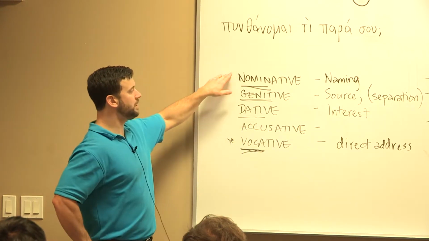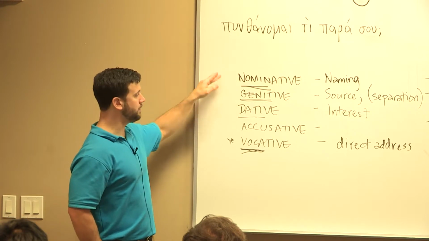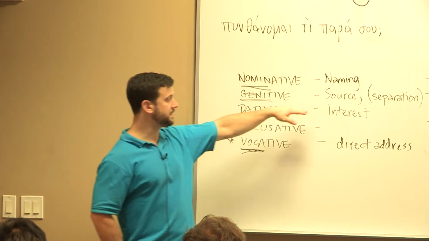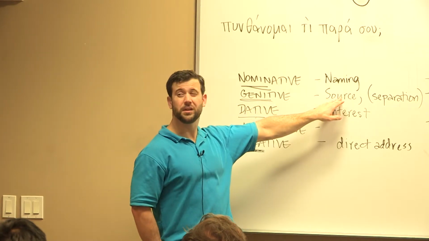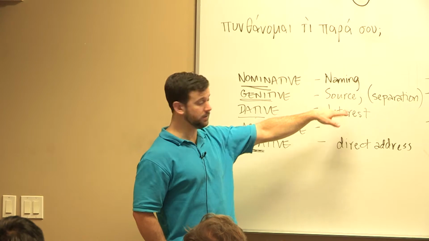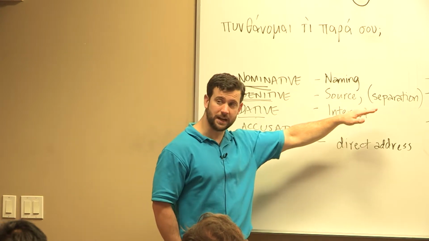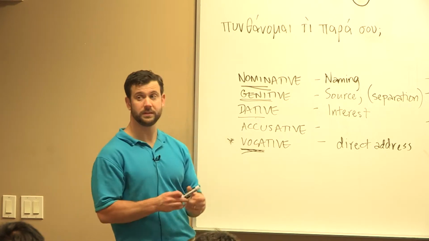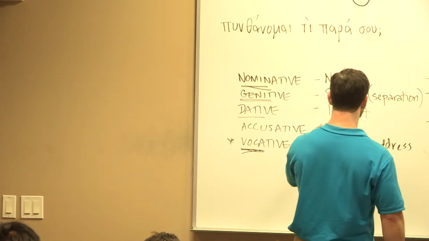Okay? So nominative could be subject, could be predicate nominative. Genitive, sometimes possession, which is really an extension of the idea of source, but there are other genitive functions that we'll see as well. Dative could be an indirect object, but there are other dative uses that we'll see as well. Accusative is the case of limitation.